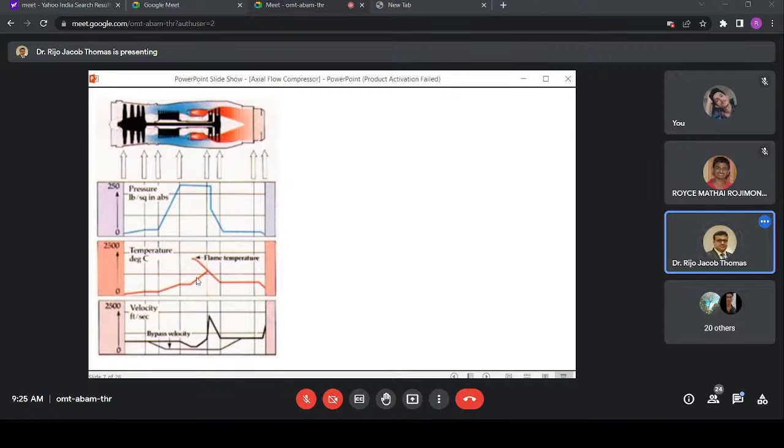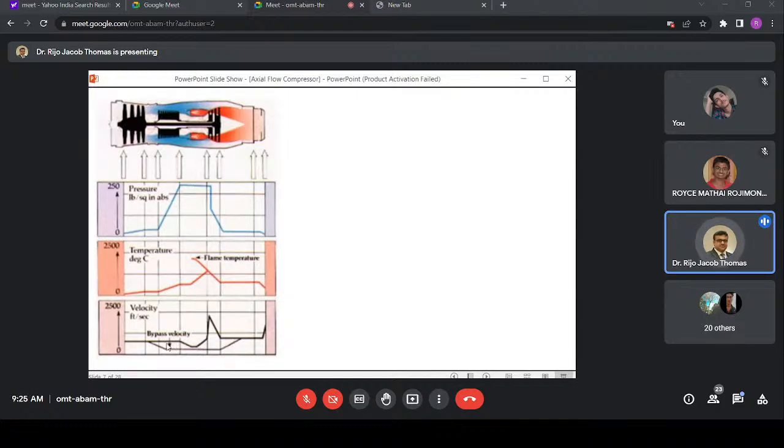Combustion will increase the fluid temperature. But the compression also will increase it, because pressure is proportional to temperature. So when you increase the pressure, the temperature also should increase. And then it expands, so the temperature drops and it goes out.